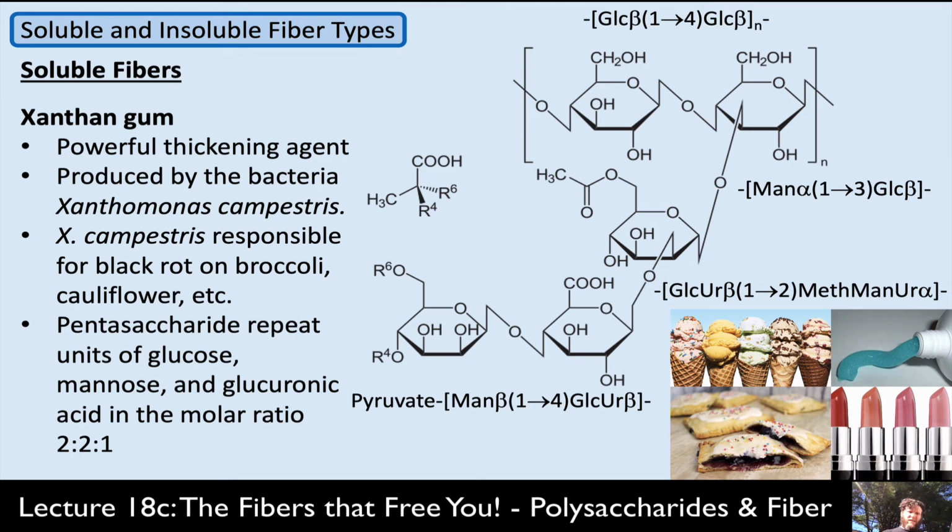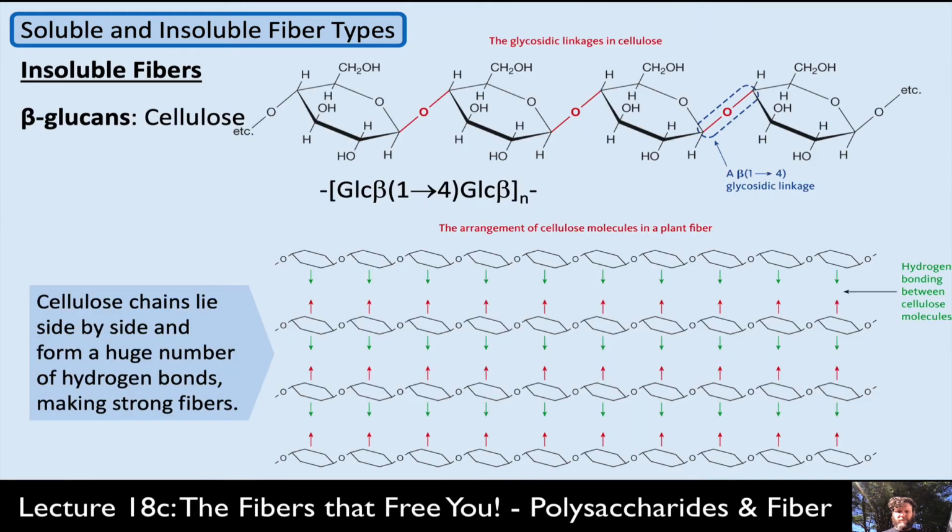You wouldn't think that, but give me some of that stuff, put it in my toothpaste, my Pop-Tarts, and my ice cream. It's also found in lipstick. But that's where it comes from. It's a pentasaccharide repeat unit of glucose, mannose, and glucuronic acid in a 2:1 ratio. So, pretty sophisticated fiber that you see in a lot of processed foods, xanthan gum. All right, so that's all the soluble fibers.